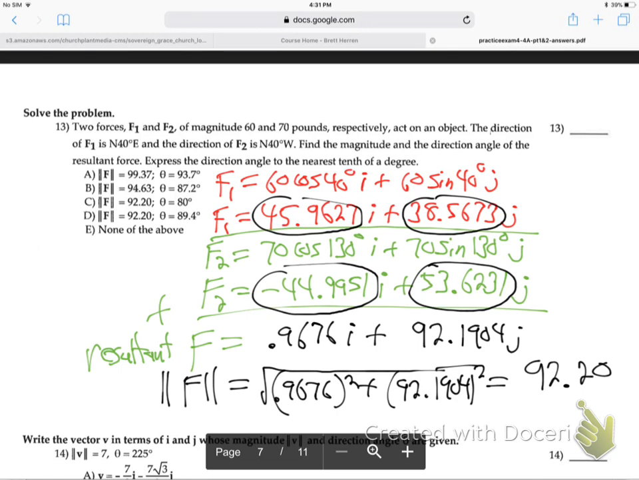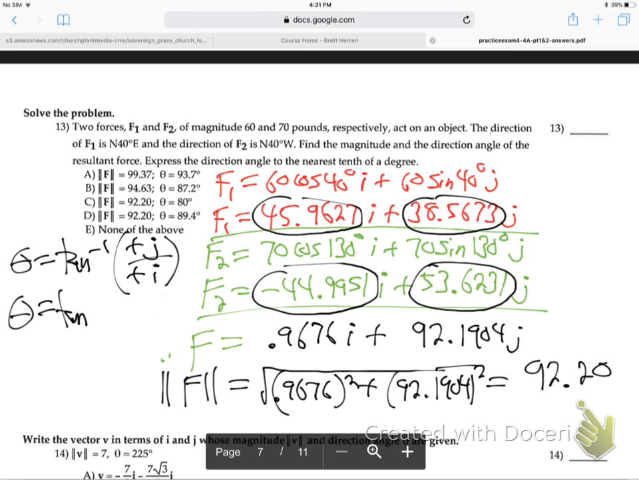And now we need to know the direction. So how do we find the actual direction? Well, remember the direction, theta, is inverse tangent of the positive j over the positive I. That gives you a quadrant 1 answer. Then you got to put it in whatever quadrant it's really in. So theta is inverse tangent of positive j, that'd be this, 92.1904, over the positive I, this, 0.9676.